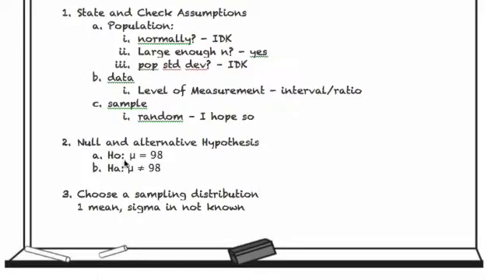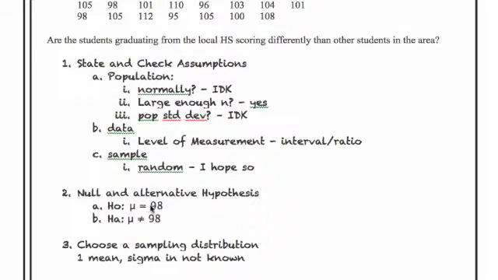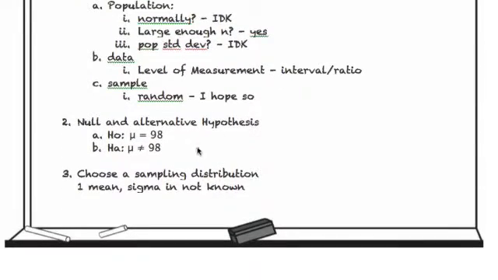Our null and alternative hypothesis is the second step. Our null hypothesis is going to be about a specific population parameter. In this case, it's about mu. And we think that the null hypothesis usually means no difference, no change, no effect. So if the students were the same as all the other students, their mean scores would be 98. If they were different, it would be not equal to 98. So that's our null and alternative. If they were scoring differently, our alternative hypothesis is that mu is not equal to 98.